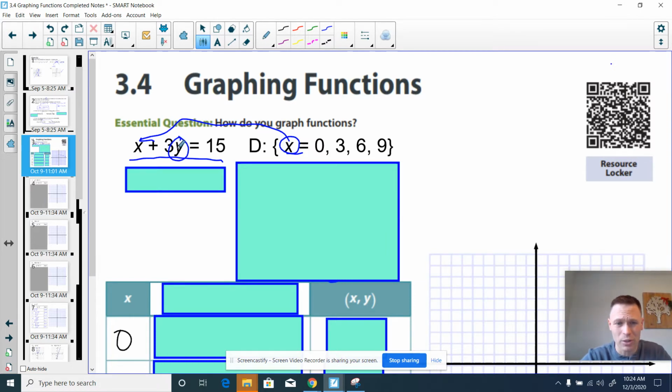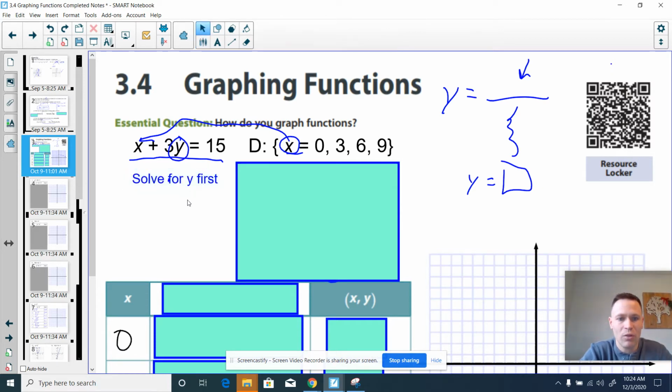Now, when I'm looking at this, it isn't the most convenient way to figure out what my y values are. So what I really want to do is have an equation that looks like y equals some stuff, because then I'll substitute those x values into that equation. I'll do a bunch of simplifying, and I'll get what y is equal to, right? I'll get it right away. So my first step is going to be to solve for y first, right?